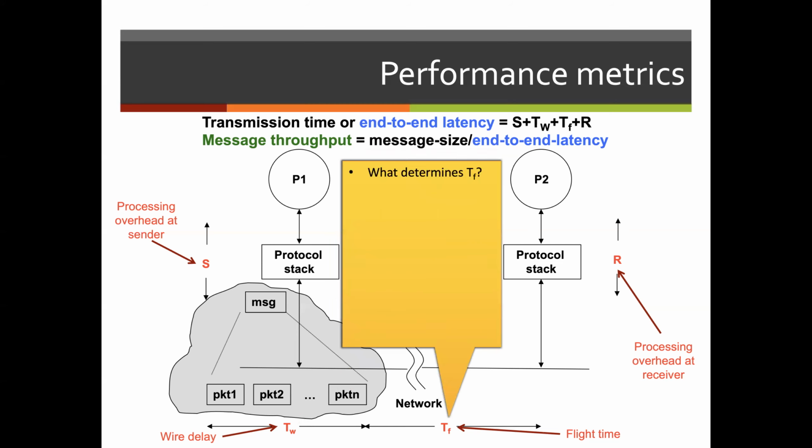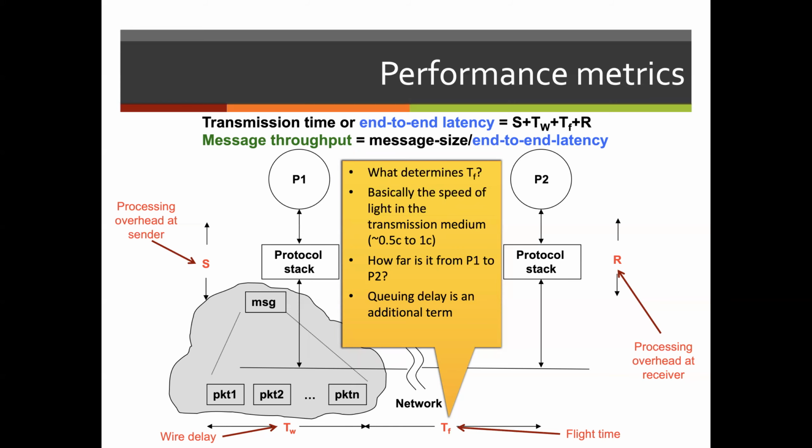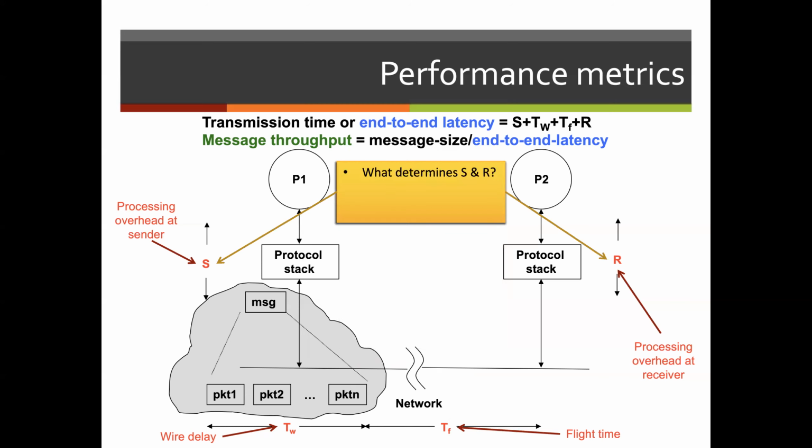What determines our flight time? It is basically going to be the speed of light in the transmission medium. And so how far is it from P1 to P2? The queuing delay is an additional term as well. So what determines processing overhead at sender and processing overhead at receiver? It'll be based off of the OS implementation stack.